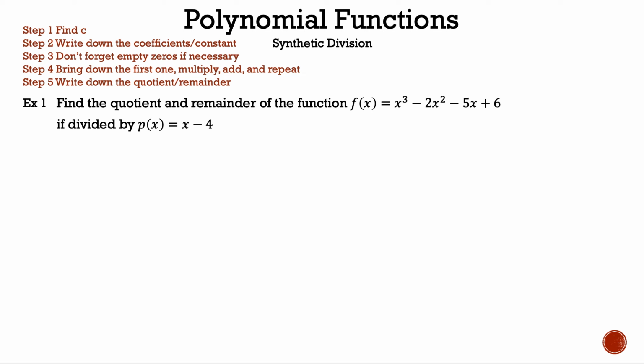Now, let's read the question. Find the quotient and remainder of the function f of x is equal to x cubed minus 2x squared minus 5x plus 6 if divided by p of x is equal to x minus 4.